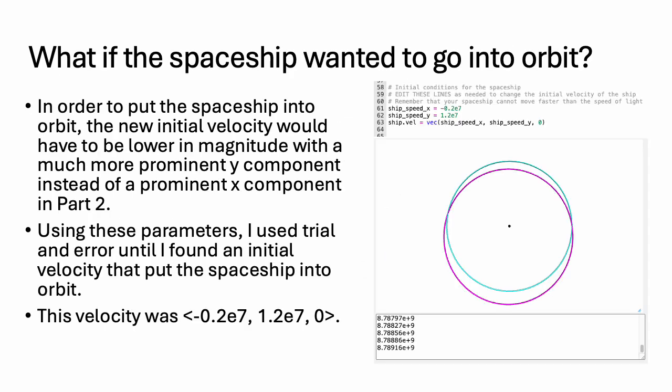What if we wanted the spaceship to go into orbit? In order to put the spaceship into orbit, the new initial velocity would have to be lower in magnitude with a much more prominent y component instead of a prominent x component, as seen in Part 2. Using these parameters, I used trial and error until I found an initial velocity that put the spaceship into orbit in the model, and this velocity is shown.